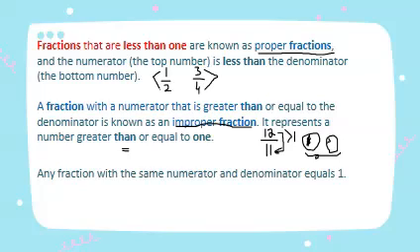And any fraction with the same numerator and denominator is equal to 1. Okay, so 18 over 18 is equal to 1. 199 over 199 is equal to 1. When I say 18 over 18, it's like I ate 18 pieces out of 18. So I actually ate the whole thing, right?